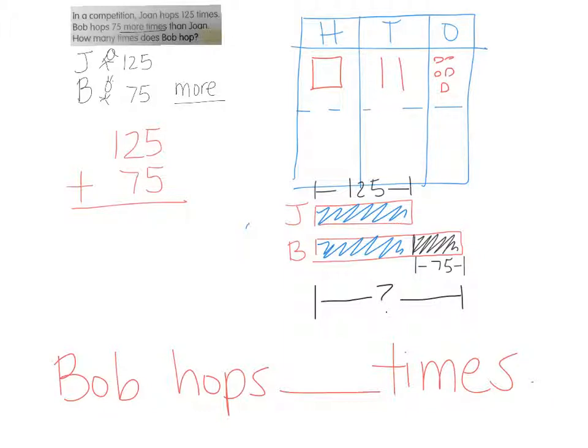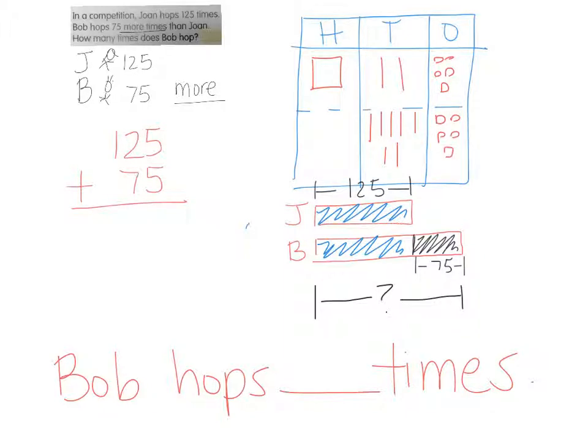Now, in 75, how many tens do I have? 7. 1, 2, 3, 4, 5. And 2 more? 7. How many ones do I have in 75? 5. Thank you, guys. You guys are awesome for helping me.